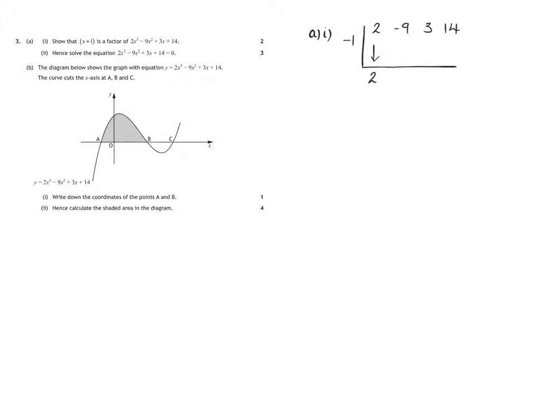So we have 2, we times those two together, so we get 2 times minus 1, so minus 2, and then we add these, giving us minus 11. So we times the 1 and the minus 11, giving us 11. We add those two together, giving us 14. 14 times minus 1 is minus 14. So we've got 0, so therefore, as the remainder is 0, x plus 1 is a factor.